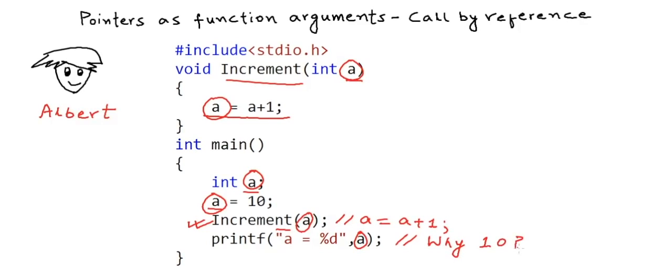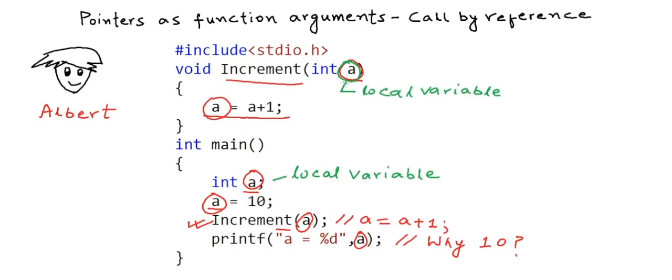Why is it 10? Now what Albert does not understand well, or what he probably forgot, is that whenever we declare a variable inside a function, we call that variable a local variable, because just using the variable name, we can access that variable only inside the same function in which we have declared the variable. So these two a's, this a in the function increment and this a in the function main, are actually not the same a.